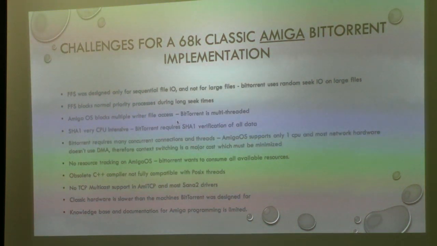Maybe I won't talk about the C++ issues. Lack of multicast support, I'm slowly investigating how to work around that. Basically, there are certain parts of the BitTorrent protocol which are more difficult to implement on Amiga OS because there's a feature of TCP/IP called multicast, and most of the network devices for the Amiga don't support it, but I don't think we need to talk about it. If anyone's interested, I can do it one-on-one and have a little chat. It's kind of boring for most people.